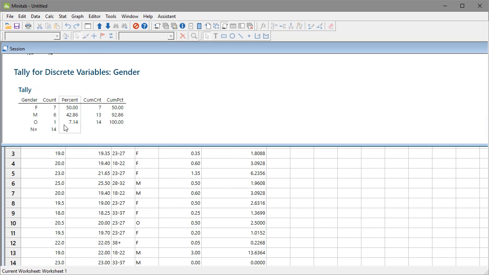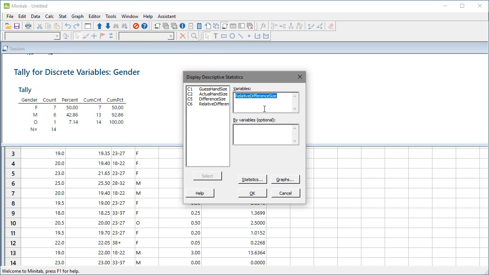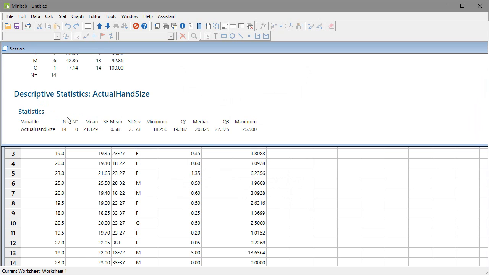And we can see male, female, and other right there, right? So that's the tally for the discrete variables, which are your categorical variables. For display descriptive statistics, this is going to be for actual numbers. So you could use the guess hand size, so actual hand size. We could do that one and say, okay, people's actual hand size on average is 21.129. It doesn't really tell us anything, but that's where you would get those basic statistics.